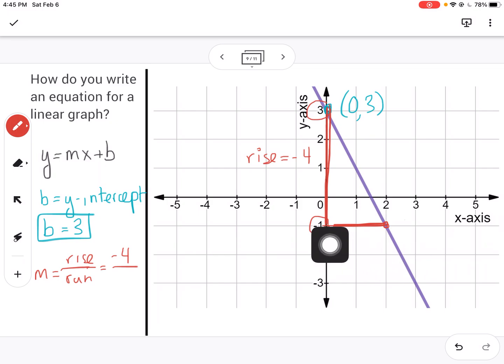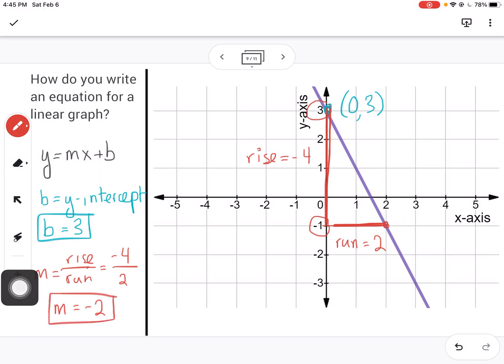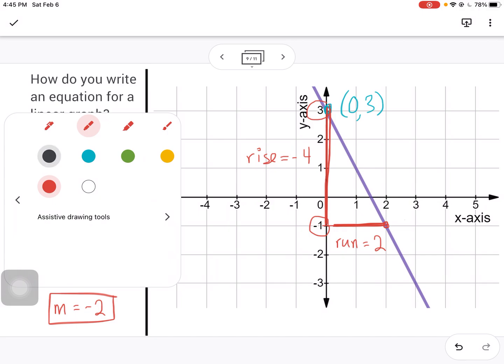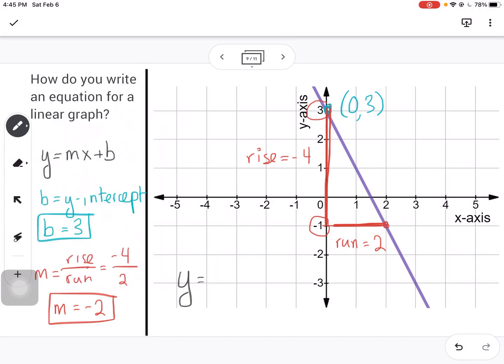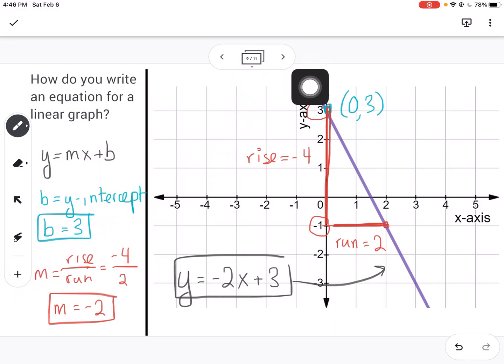Our run, we went from 0 until 2. 1, 2. Run equals 2. Negative 4 divided by 2 equals negative 2. So our equation would be y equals negative 2x plus 3. This equation would make this purple line, which is decreasing, so it has a negative slope.